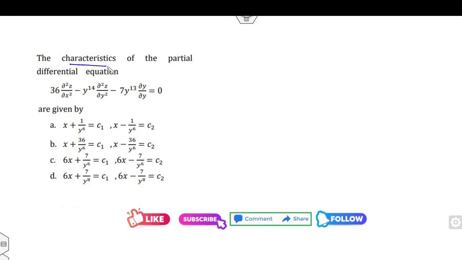Now your target is to find the characteristics curve. So firstly, we have to find the root of the equation.